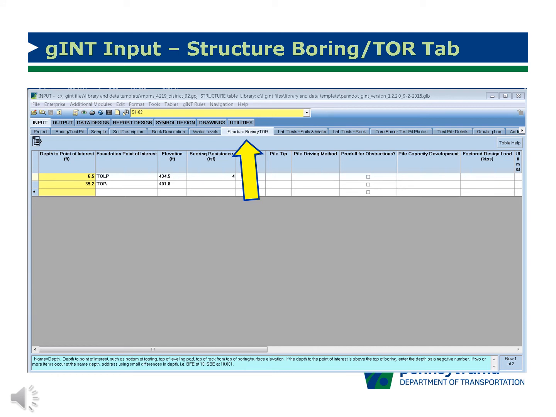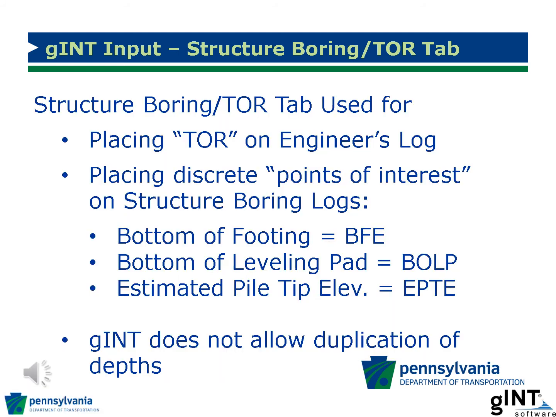This is a screenshot showing the Structure Boring Top of Rock tab. In general, the Structure Boring Top of Rock tab is used for placing discrete elevations or discrete values on reports. Typically, this would include items such as the top of rock on the engineer's log and structure borings, or other markers for elevations such as bottom of leveling pad, estimated pile tip elevation, bottom of rock socket elevation, etc.